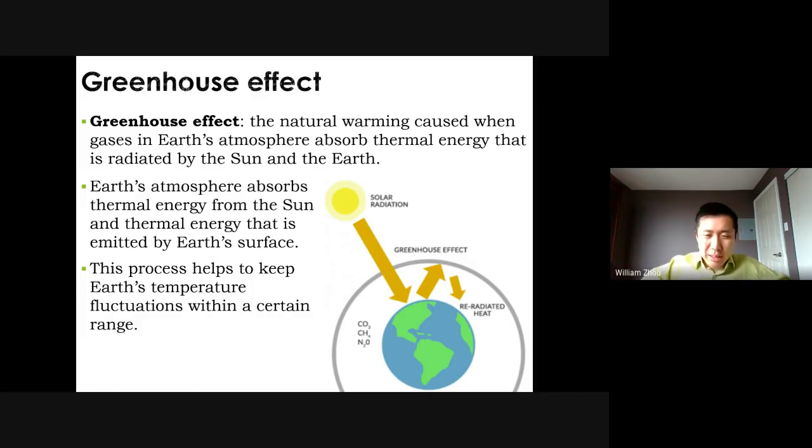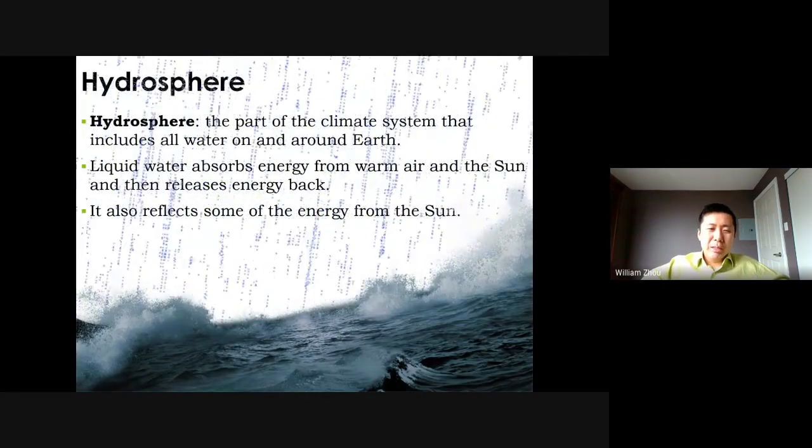And this is supposed to be a good thing, because without it, we will all freeze to death. The average temperature will be like minus 15 degrees on Earth. I'm talking about the average. That's bad. Right now, with the greenhouse effect accounted for, it is around like positive 15. Okay, so moving on to the hydrosphere.